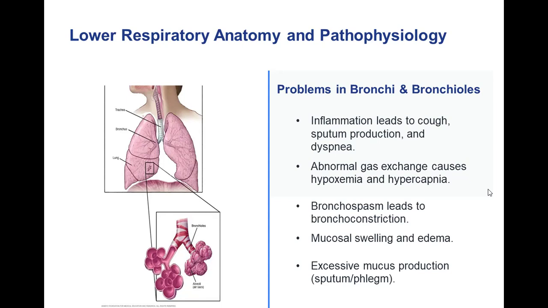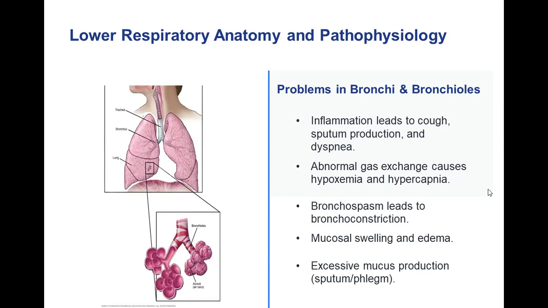Disorders like bronchitis or asthma primarily affect the bronchi and bronchioles. When these airways are compromised, a cascade of issues occurs. First, inflammation is the primary culprit, leading to the classic symptoms of a persistent cough, increased mucus production, and also dyspnea. This is the body's attempt to clear the irritation.